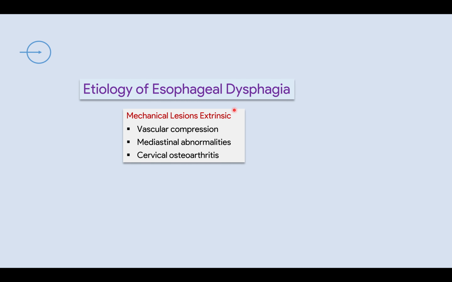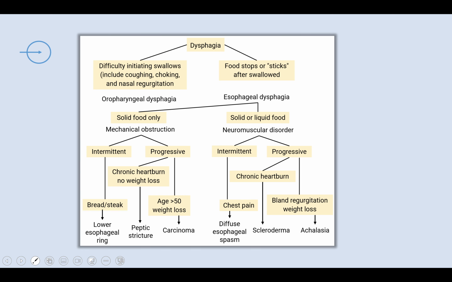Also, the other causes will be vascular compression, mediastinal abnormalities, or cervical osteoarthritis. These are external causes. These are not intraluminal. These are extraluminal to the esophagus, causing esophageal dysphagia. So this is a very good flow chart in which you can understand how we should approach dysphagia.